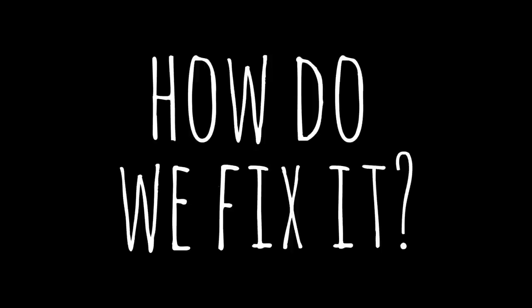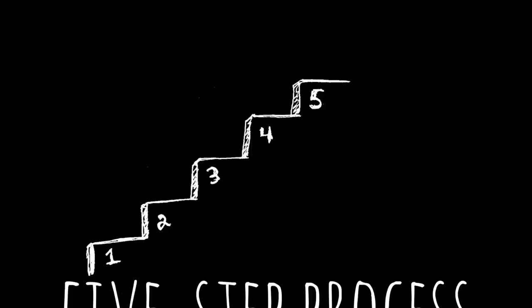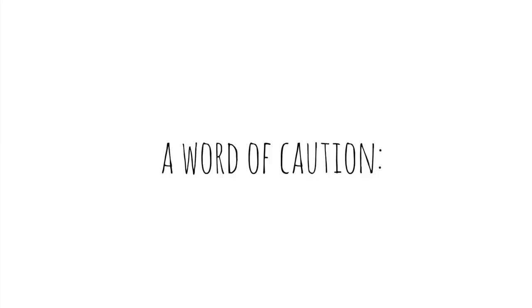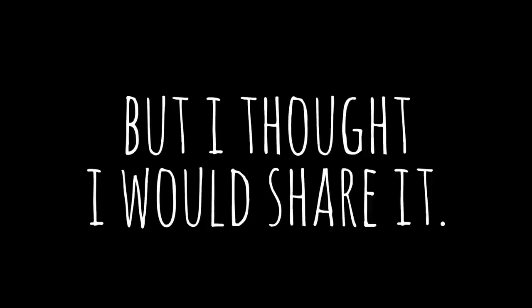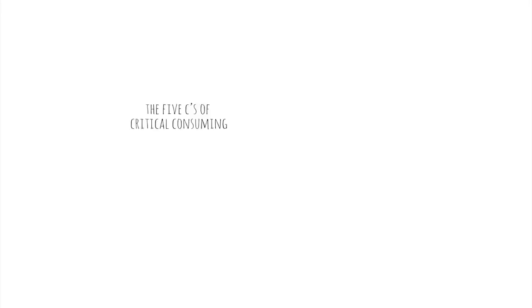So how do we fix it? Well, here's a 5-step process that I've used with students. A word of caution, it's not perfect and there are probably other models out there, but I thought I would share it just in case you might want to use it. We call it the 5 C's of critical consuming.